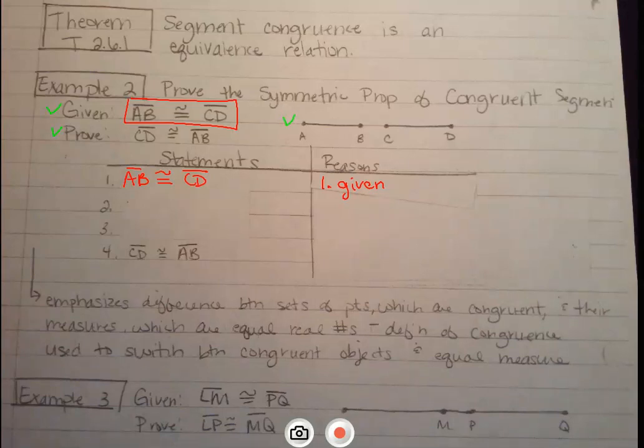So let me help you out with the next one. On the next one, we're going to say AB equals CD. Instead of saying segment AB is congruent, I say AB is equal to CD. Anybody know what that one is?